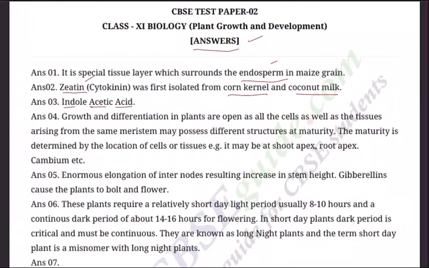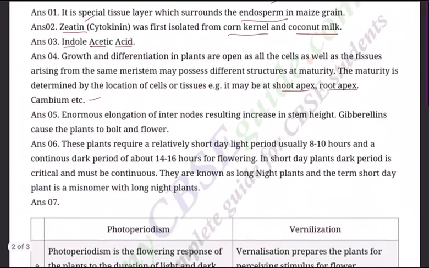Question number 4. Growth and differentiation in plants are open, as all the cells as well as the tissues arising from the same meristem may possess different structures at maturity. The maturity is determined by the location of the cells or tissues. It may be at shoot apex, root apex, and cambium.